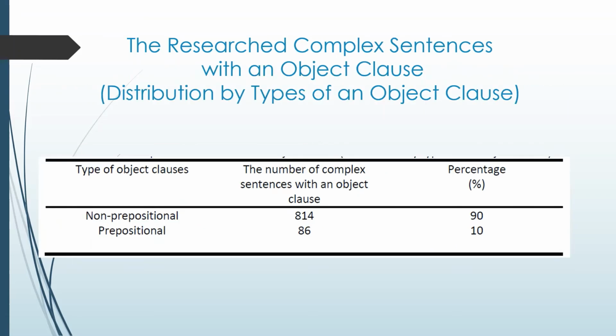There are 2 types of object clauses: a non-prepositional one, when the subordinate conjunction refers directly to the predicate in the main clause, and a prepositional one, when the subordinating conjunction refers to a preposition linked with the verb in the main clause. And among the selected 900 sentences, 90% were non-prepositional and 10% prepositional.